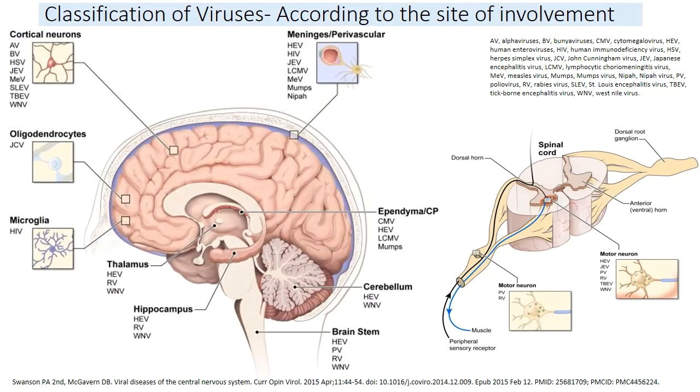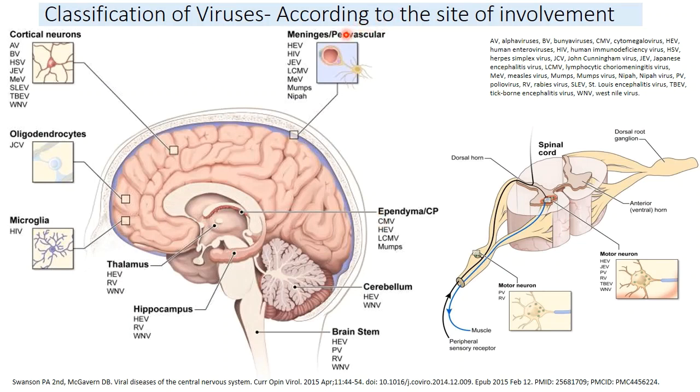Now, how do we classify these viruses according to the site of involvement? Now, the virus can either affect the meninges, or for that matter, it can involve the cortical neurons or the oligodendrocytes, or for that matter, microglia, thalamus, hippocampus, brainstem, cerebellum, and ependyma. So, depending on the site of involvement, the viruses can be classified.